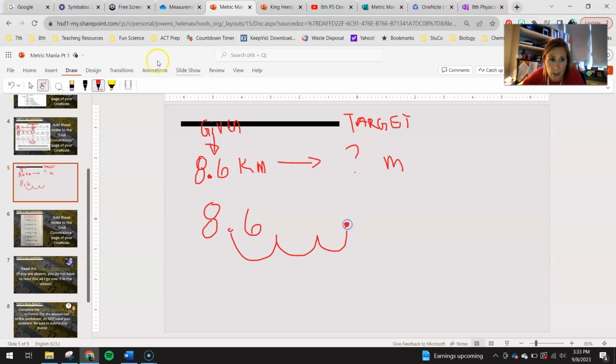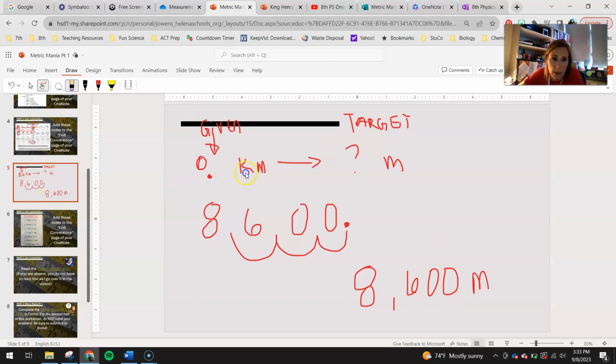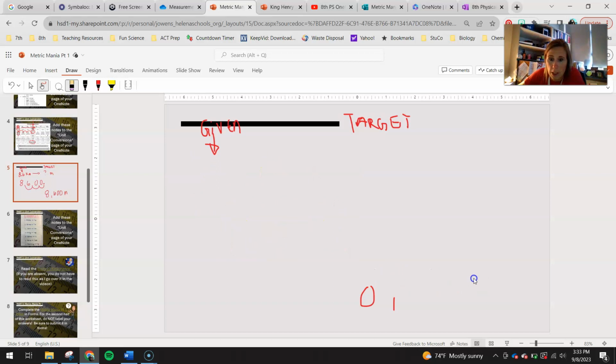Now our decimal is here, and we get rid of it up there. We don't need it there anymore. In these 2 blank spaces, we're going to add zeros. So our final answer is going to be 8,600 meters. Okay, so that would be how many meters we would have. That's one example. Let's go ahead and do just a couple more examples so you can see how to work them. Sorry, it's kind of a pain to erase.